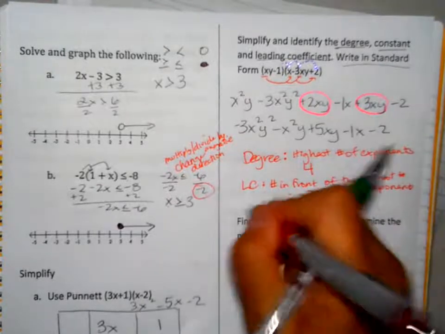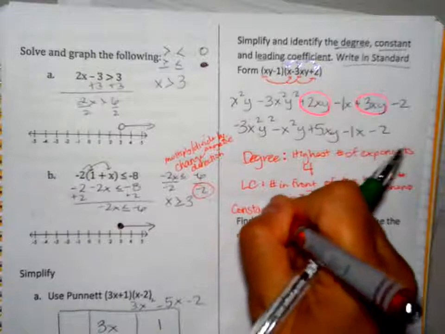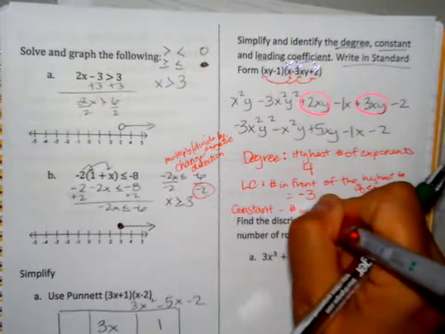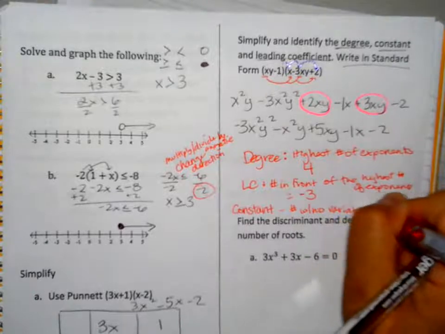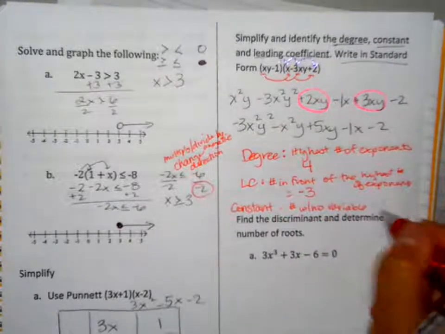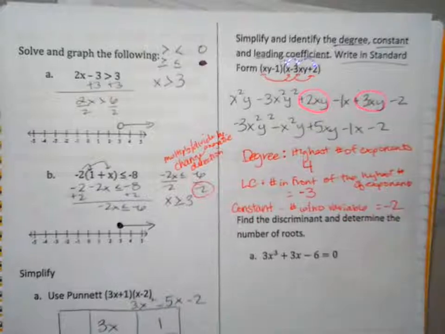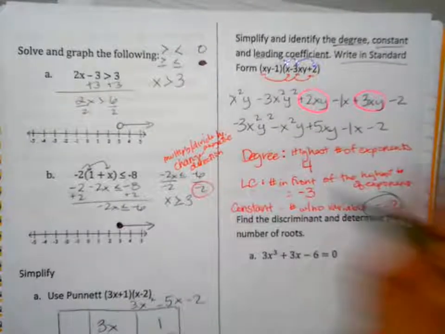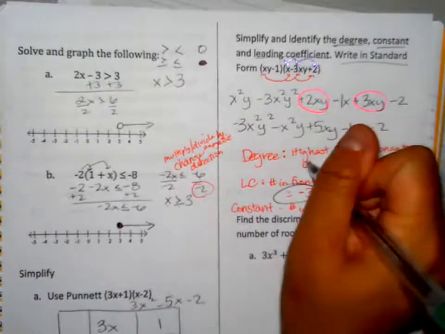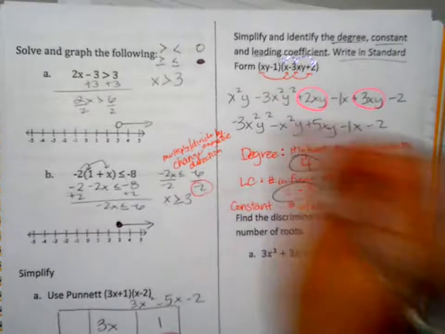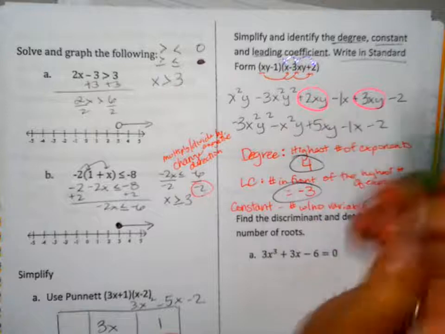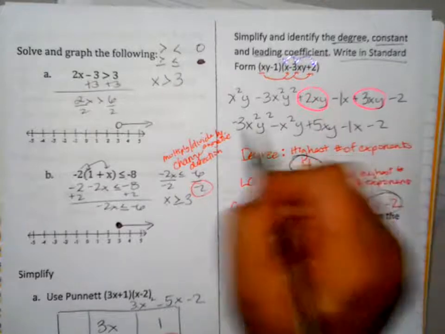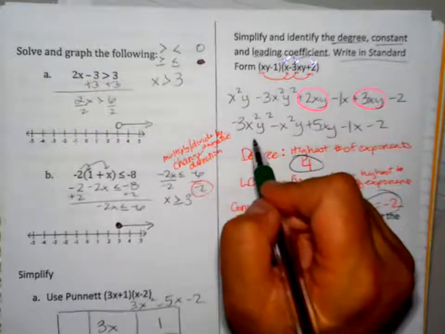And my constant is the number with no variable. So something that has no letter, and that's going to be negative 2. So in this case, it's negative 2. All right, so there's my constant, my leading coefficient, and my degree. You've written it in standard form, remember, highest to lowest exponent. If you need to find the degree of something and it has multiple variables, add the exponents together to get the highest one.